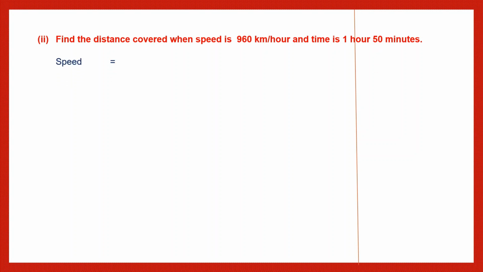Speed is given to us. It is 960 kilometer per hour. Then time is given to us as 1 hour and 50 minutes. So we have to convert these minutes into hours. We know that 60 minutes make 1 hour, isn't it? So 50 minutes will make 50 by 60 hours.